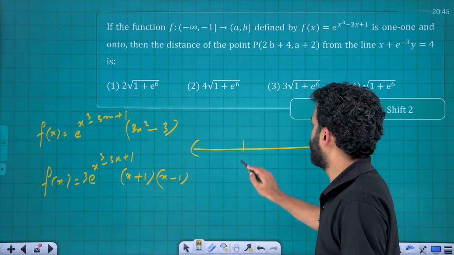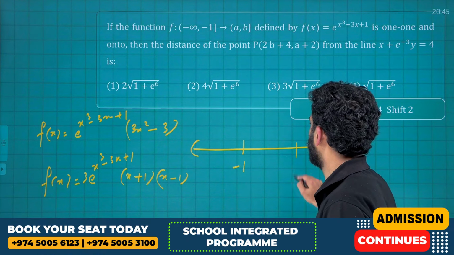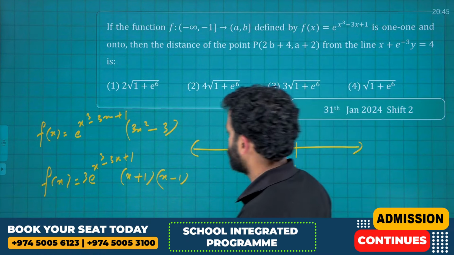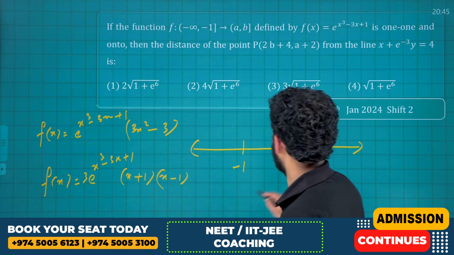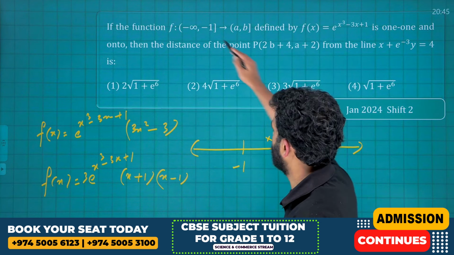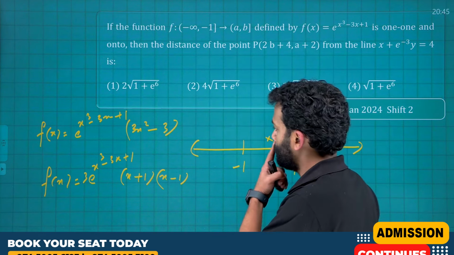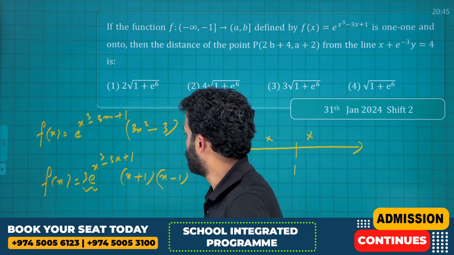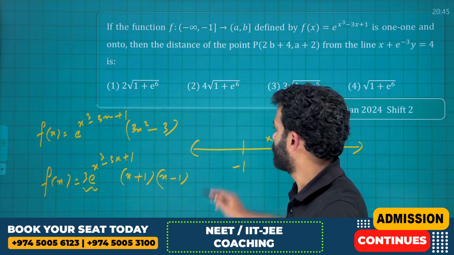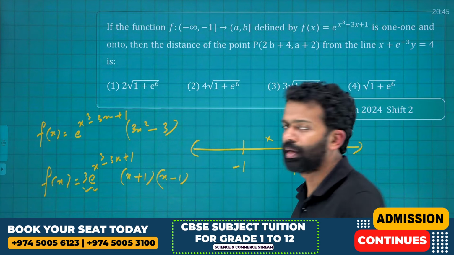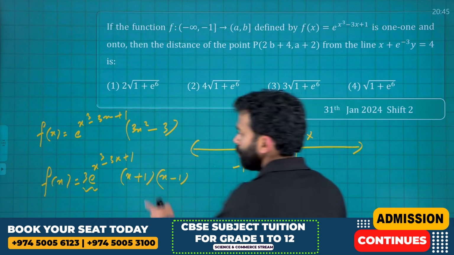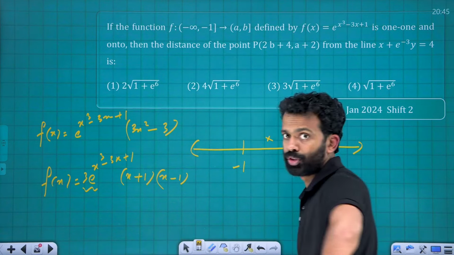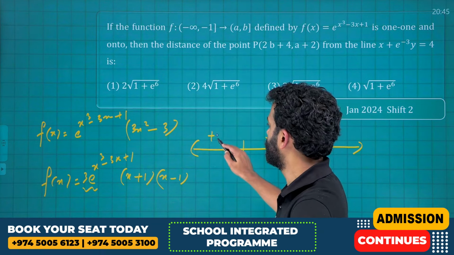Here we have minus 1 and here we have 1. So we need to consider till here only. This we don't have to consider because they have restricted the domain. So this is positive, these two are positive. Less than minus 1, these are the deciding factors. Tell me a number which is less than minus 1, minus 2. This and this become positive. So the function is positive in this interval.